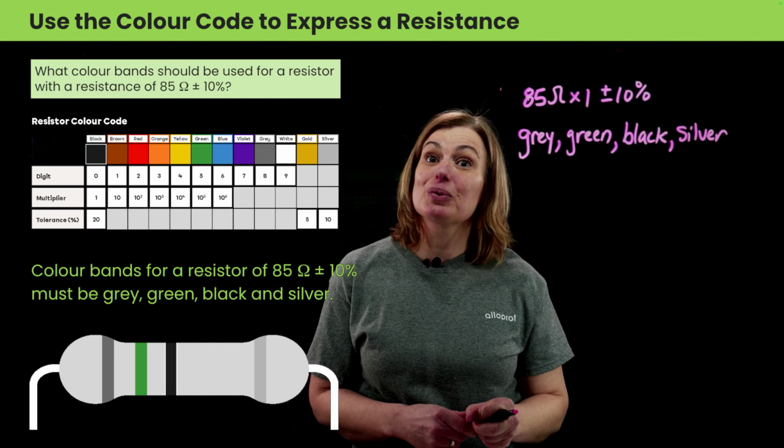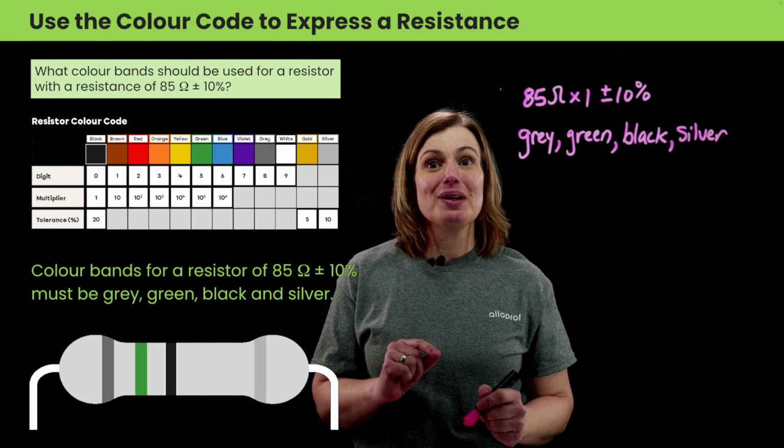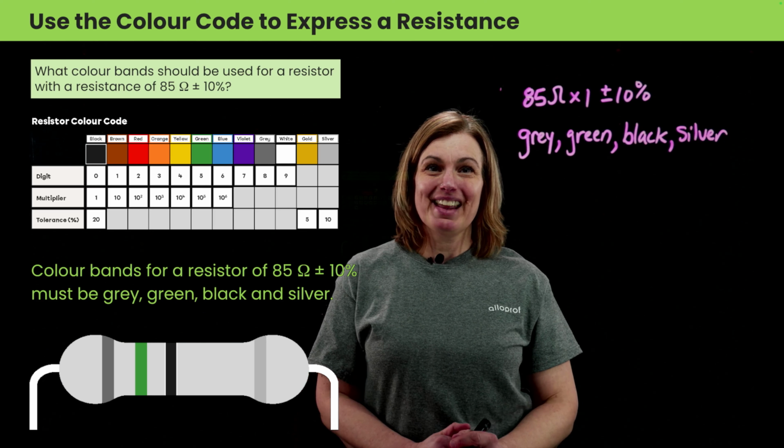So color bands for a resistor of 85 ohms plus or minus 10% must be gray, green, black, and silver. And that's it. We're done.